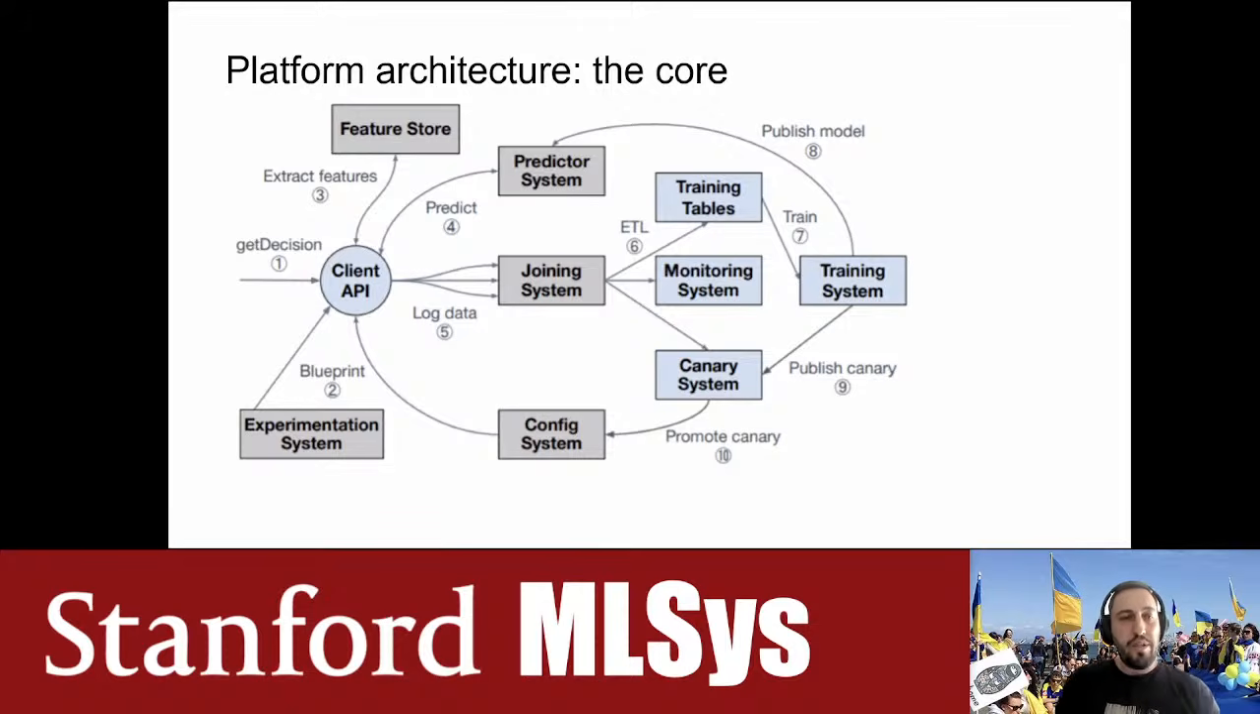The new model is published as a canary or a shadow model that is evaluated on live data, but does not affect the product. It is published to the predictor for live inference. That's arrow number 8. If the canary outperforms the prior model on live data, it is promoted in the config system. That's arrow number 10. And the entire configuration is maintained in the strategy blueprint, number 2, which will be covered next.